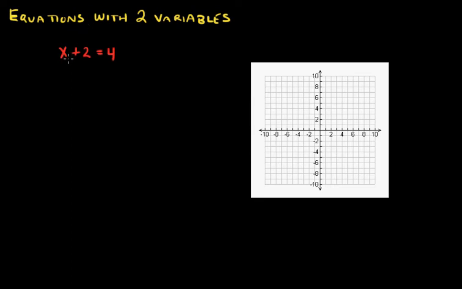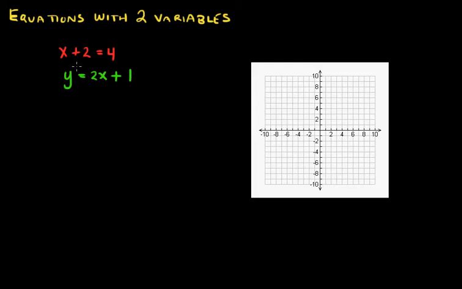Well, now we're going to look at equations with two variables. So before we wanted to know what x is, but now we're going to want to know what both of the variables are. So let's take a look at an example. And let's do y equals 2x plus 1.